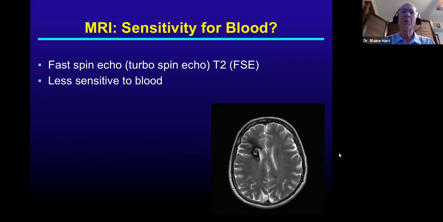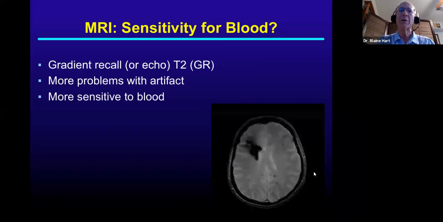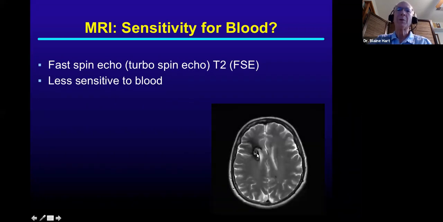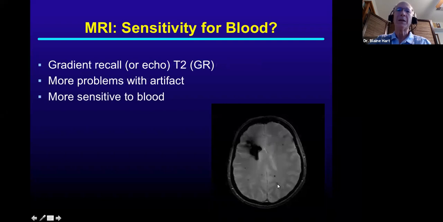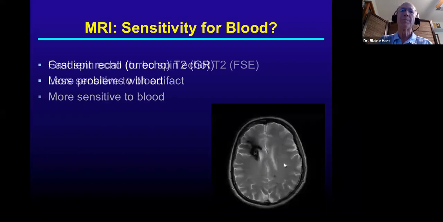I'm going to show you an example. This is the one that's probably most commonly used. And there's a large cavernous malformation right here. There's a small one here, a very small one here, the dark spots, black spots. Now this is a different sequence here, gradient recall sequence. Notice that we lose some of the internal detail in the large cavernous malformation, but we're seeing now 8 or 10 additional small lesions.